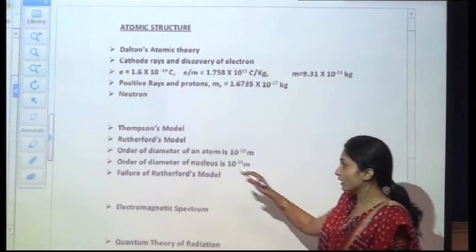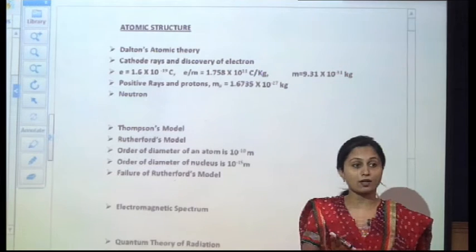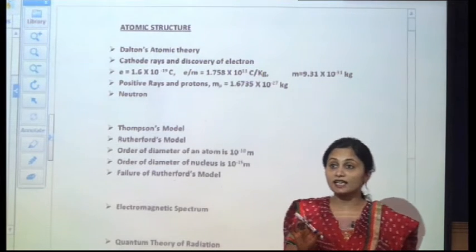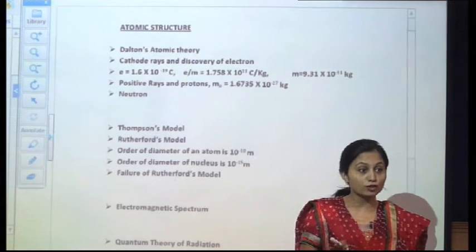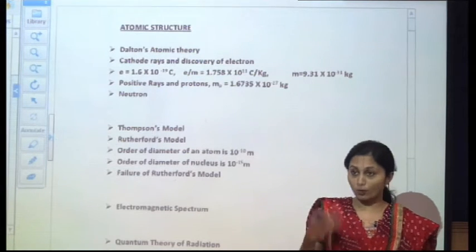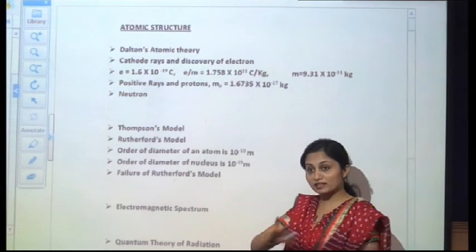Then in the Rutherford model, the major drawback was that he could not explain the stability. He could not explain the stability. Keep responding, okay? That will show me that you are awake.